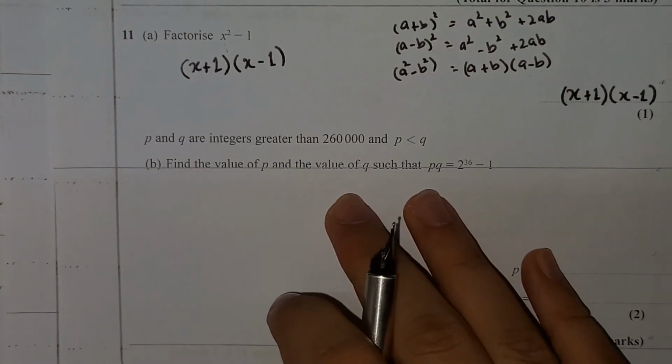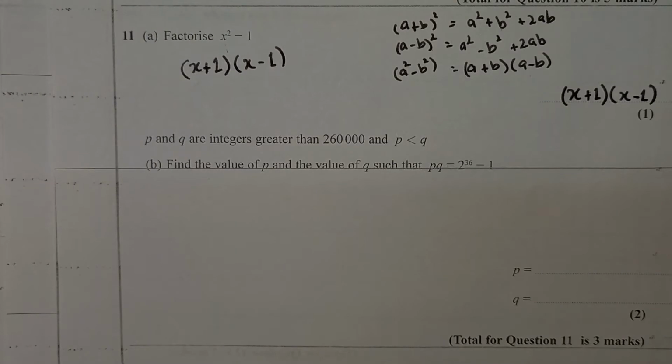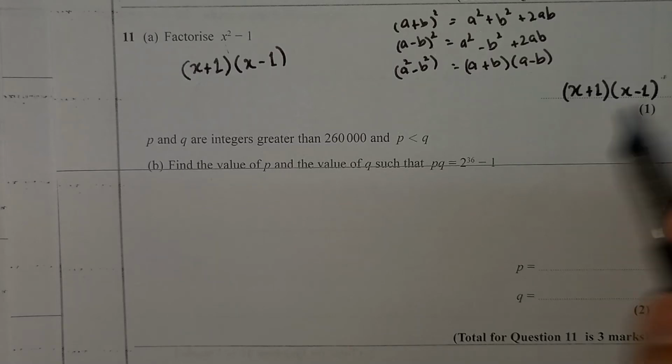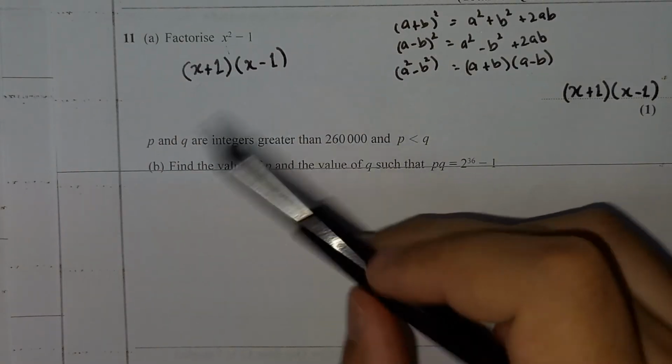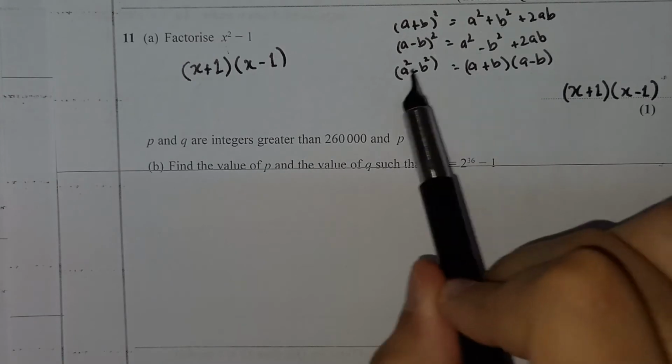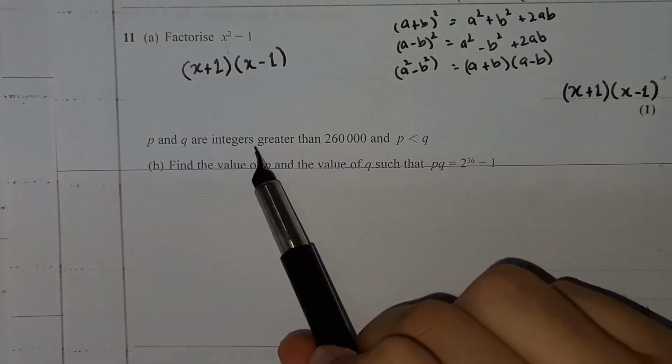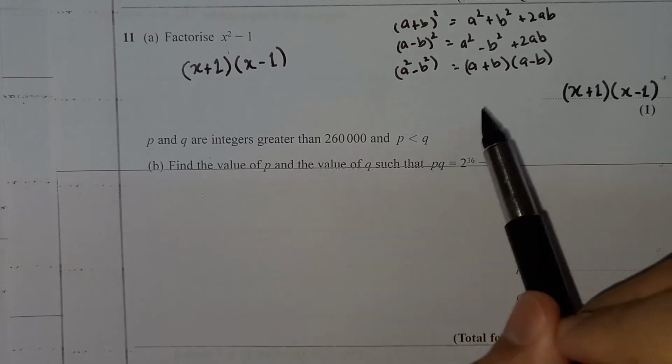Now for the next part, p and q are integers greater than 260k and p is less than q. Find the value of p and the value of q such that pq is equal to 2 to the power 36 minus 1. Now simply we have been given this equation. So p and q are integers greater than 260k, both of them are.